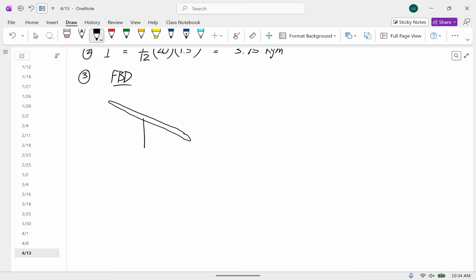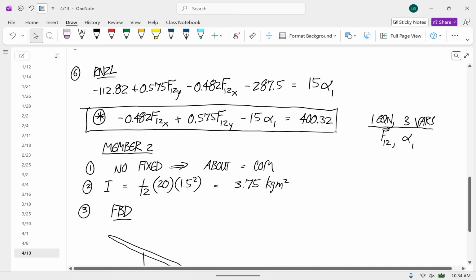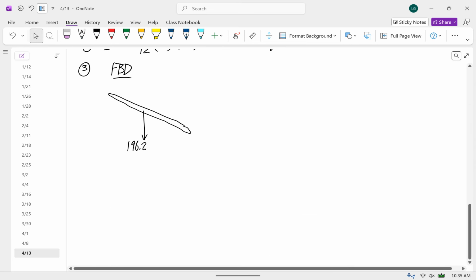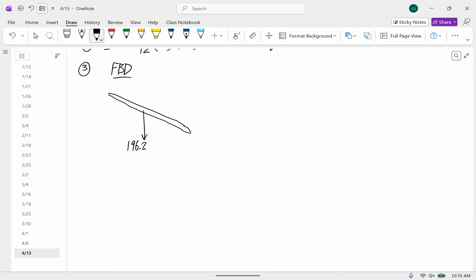We have the weight at the center, 196.2. We have a pin and slot joint at C. It's not restricted left and right, so there's no force horizontally, but it is restricted from accelerating up or down. So there's going to be a force this way to keep it from sinking into the ground or jumping off the ground. So I'll call this RC. We know the direction of that.